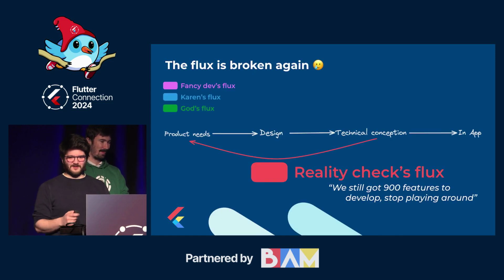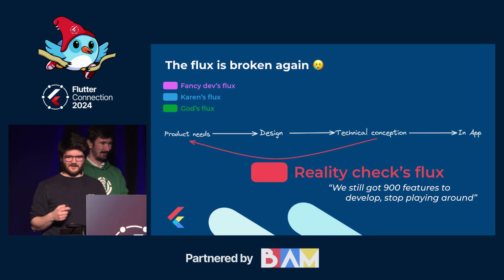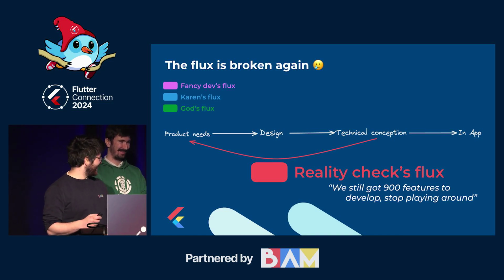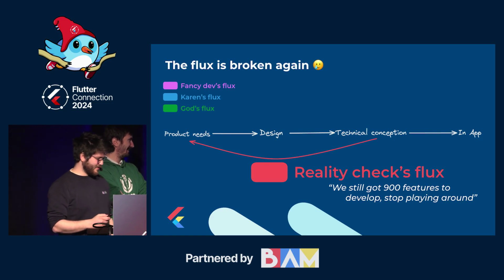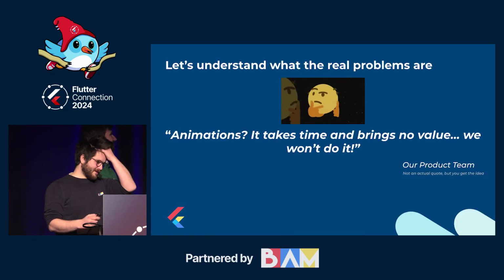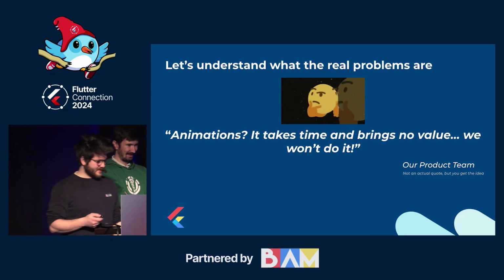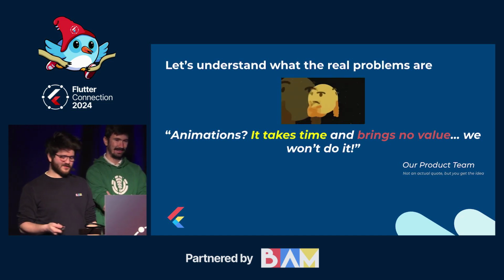This is the reality check flux, as we call it. Basically, it's our product team saying to us, yeah, stop screwing around. We've got work to do, and let's go back to developing some real features. Okay, let's have a quick look at this sentence to understand what the actual problem is. There are actually two. One, that it takes time, and the second one is that it brings no value.